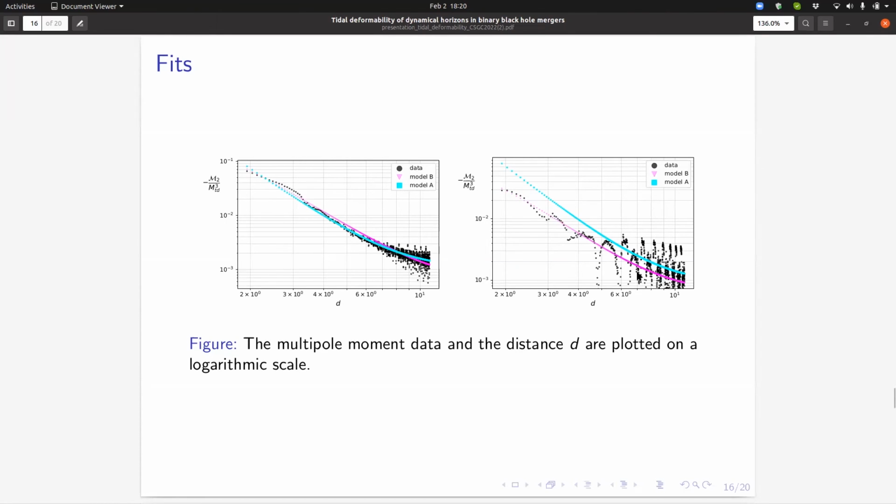And on the right-hand side, we see the same for black hole 2. As you can see, the Taylor-like expansion models describe the evolution of the multipole moments in a binary black hole merger very well. Especially model B, which involves a 1 by d power 4 term, is shown to be more important in the evolution of the multipole moment as the distance decreases. The distance decreases as the black holes merge.